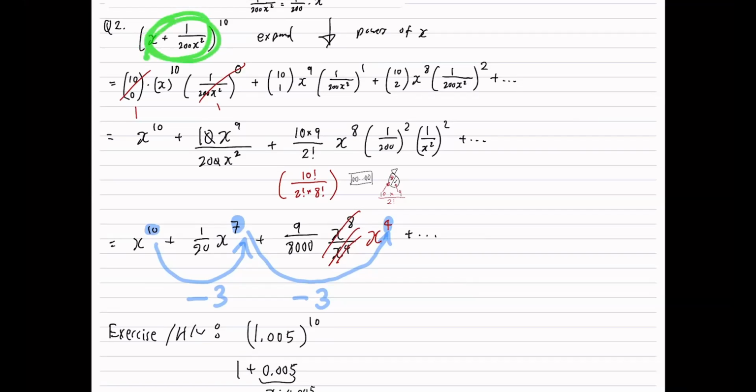Here, it's a bit confusing. I'll let you think about it. What is 1 over 200? My hint for you is, what is 1 over 200 in decimal form? Okay, go think about it.